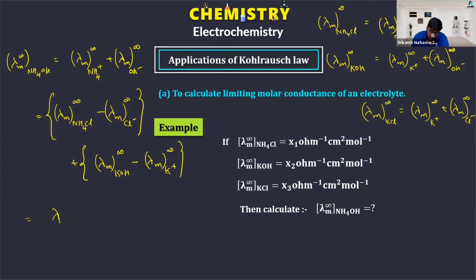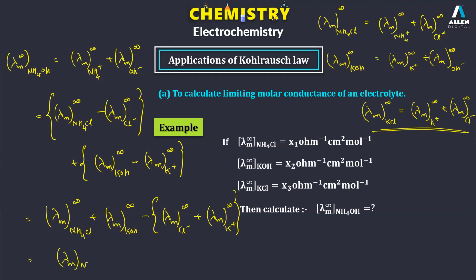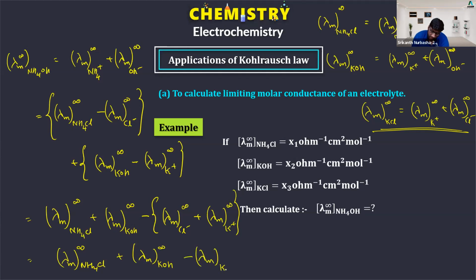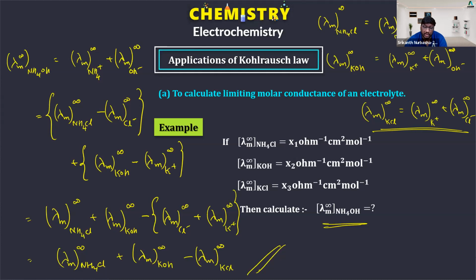So I can write the same expression as the molar conductance of NH4Cl at infinite dilution plus the molar conductance of KOH at infinite dilution minus the sum of the molar conductances of Cl minus and K plus at infinite dilution. The molar conductances of K plus and Cl minus together are nothing but KCl. So that is equal to the molar conductance of NH4Cl plus that of KOH minus that of KCl at infinite dilution. With the help of three electrolytes, I can measure the molar conductance of an unknown electrolyte. To calculate the limiting molar conductance of an electrolyte, Kohlrausch's law is useful.